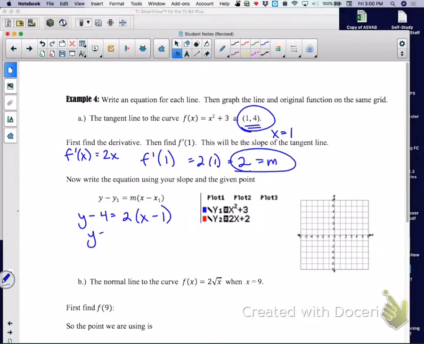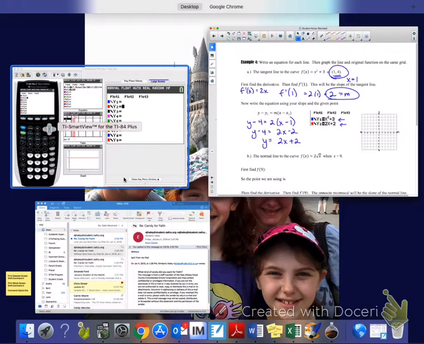Okay, keep going here. Y minus 4 is equal to 2x minus 2. Y is equal to 2x plus 2, because when I add 4 there, that's what I would get. Now, graph the two on the same grid. So there's the original function there. There's my tangent line. You can type this in the calculator and then kind of sketch the equation out here.